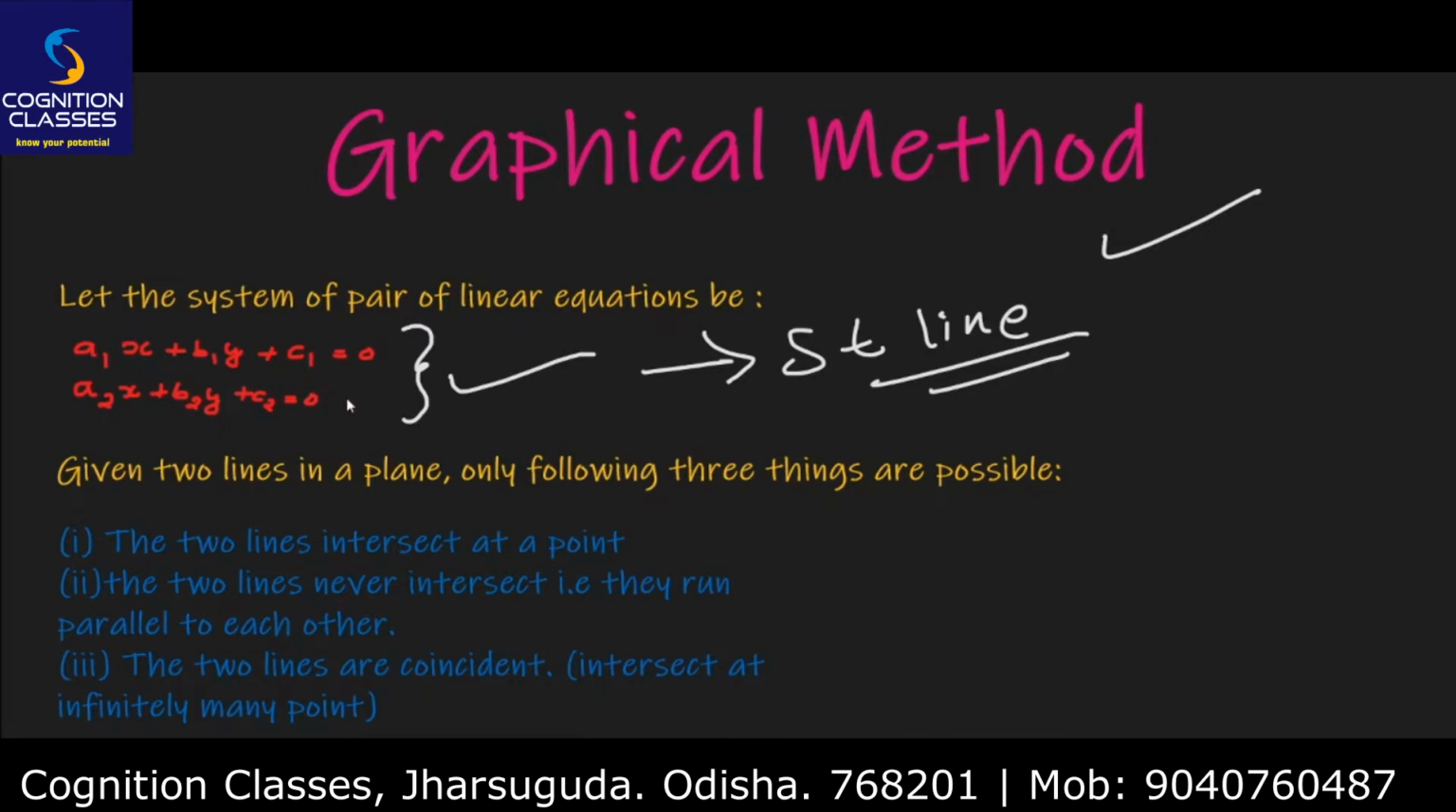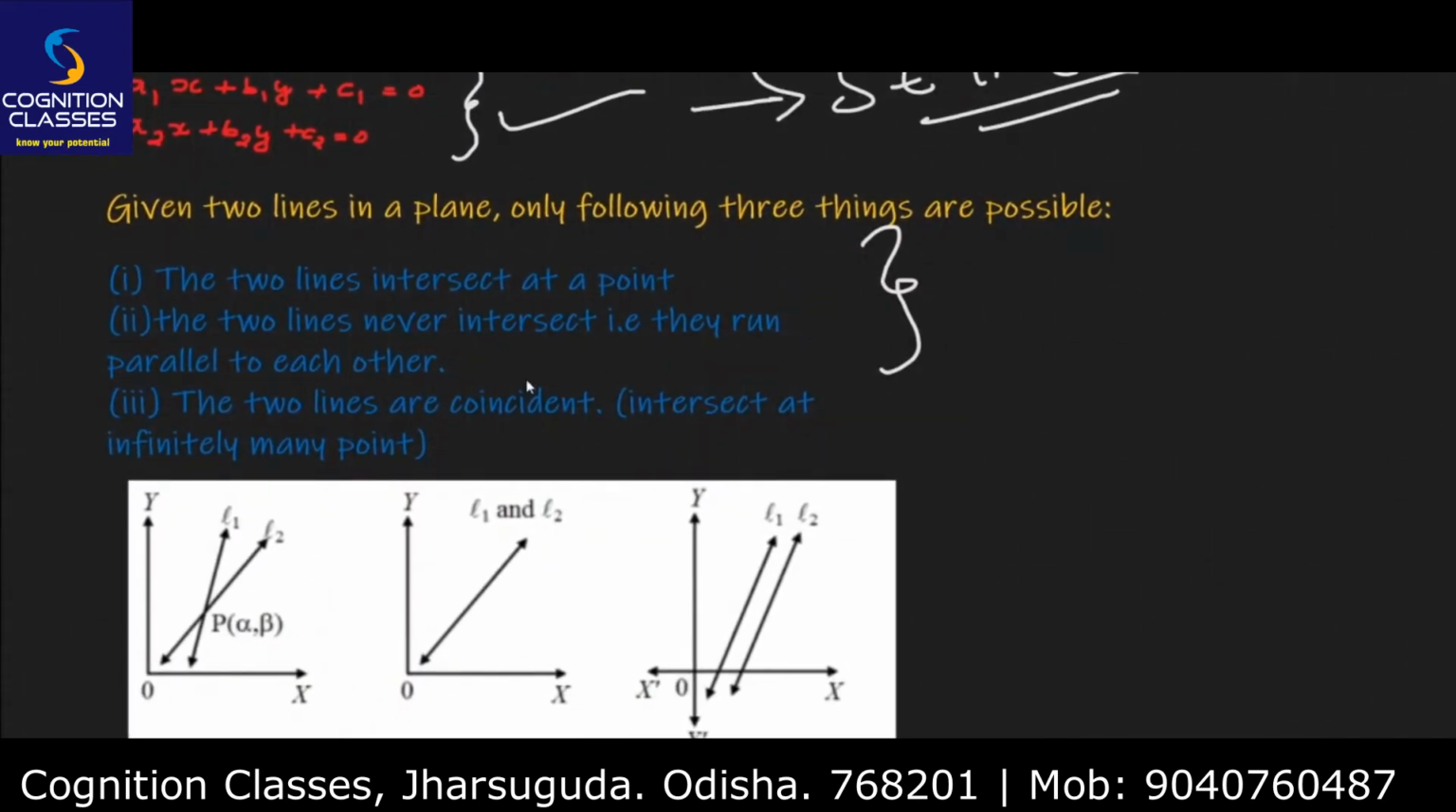Now when you have got two straight lines on a given graph paper, three of the below mentioned conditions are always possible. Either the two lines intersect each other at a point, or the two lines run parallel to each other and never intersect, or in the third scenario both lines overlap each other exactly. It means the two lines are coincident.